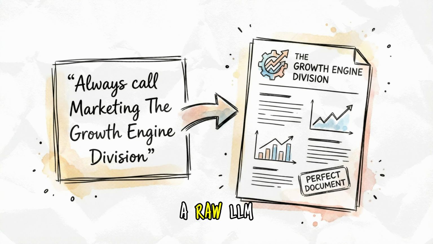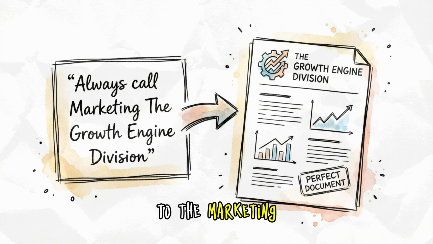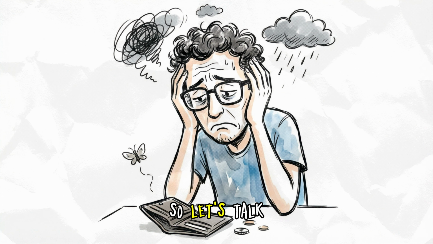When I used a raw LLM and simply included a prompt instruction, always refer to the marketing team as the growth engine division, the result was instant perfection. I had more control, faster, and for $0 extra cost. So let's talk about the cost calculation that finally broke me.